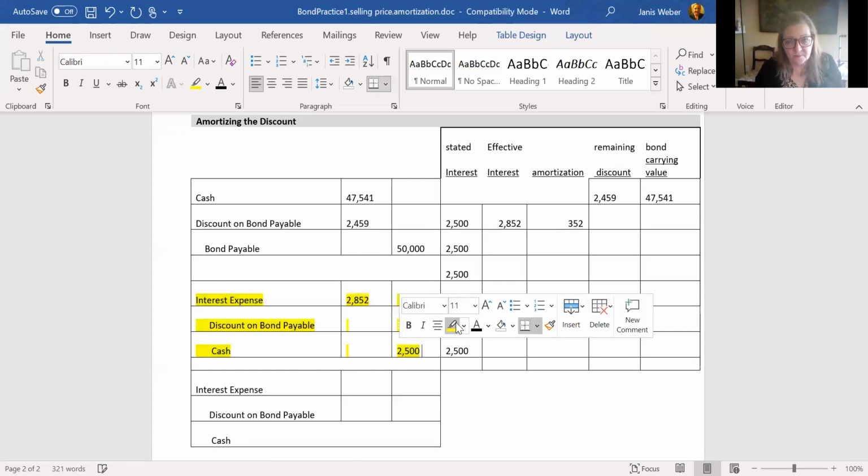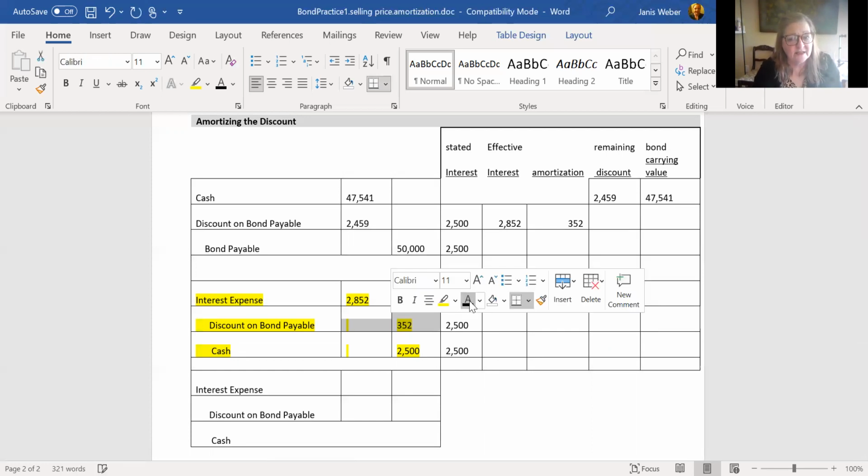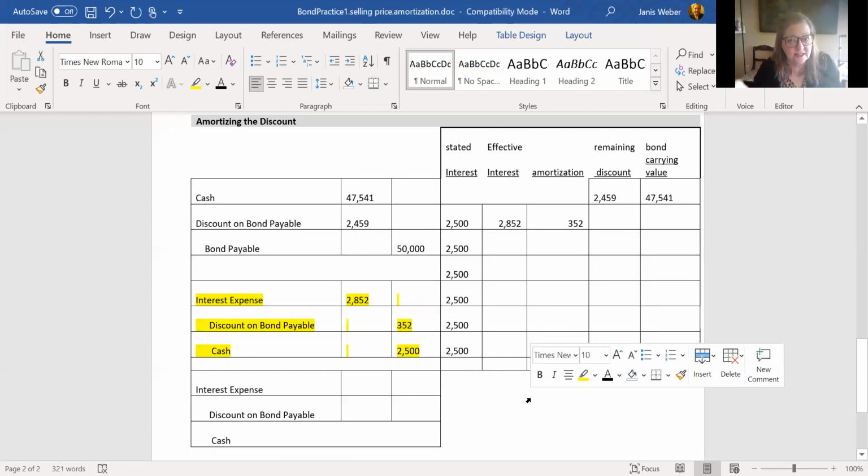I'm going to put this journal entry in another color so you can see. I'll highlight it. We have a debit of 28.52. We have a credit of cash for 2,500. We clearly need another journal entry for 352 as a credit. That is the amortization, the discount amortization being recorded.